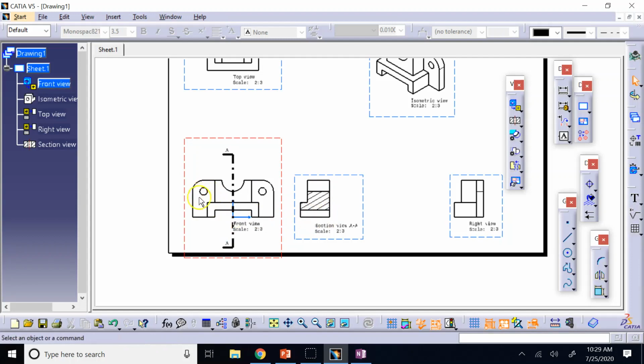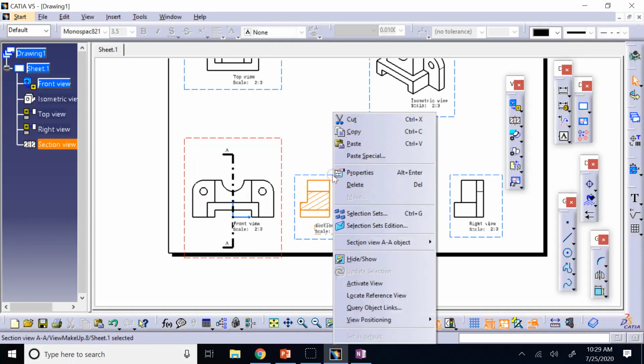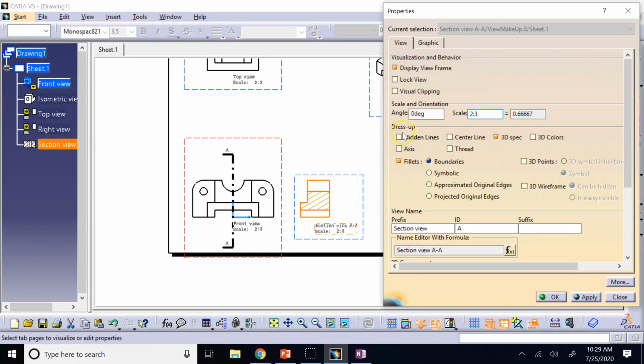Now you might say, what about this hole? Yeah, this hole is behind the cutting plane. But as I said, I would not activate hidden views. If I activate hidden views right now on this section plane, on the section view, look.